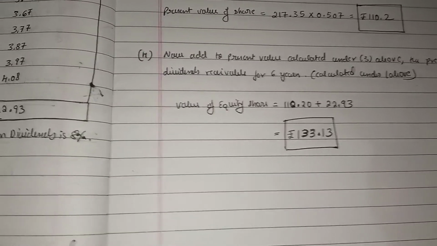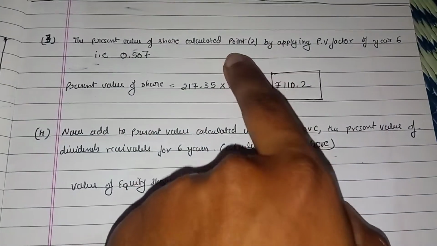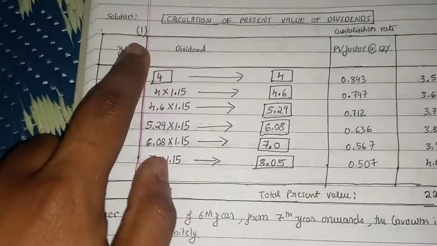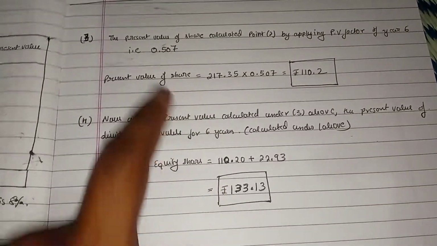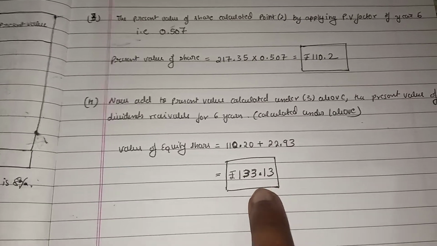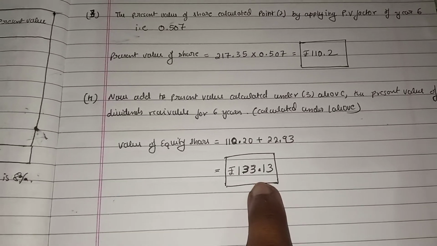in the first column above, see here you can observe, guys, point 2 and point 1. This is point 1, right? Here point 1 is 22.93. This one you have to add with point 3, that is 110.20. If you add this, you will get the final value of the equity share, that is 133.13. Thank you.